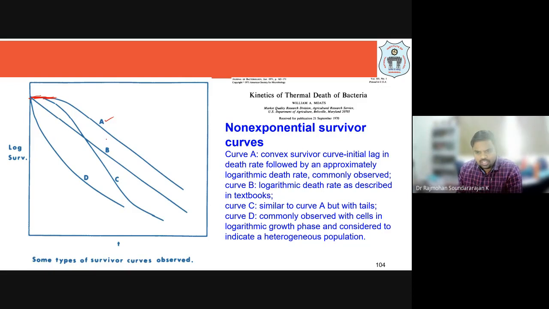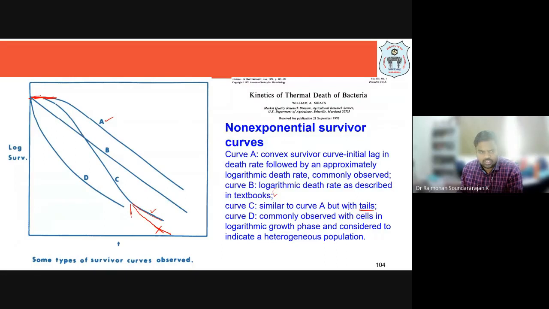Curve B is a logarithmic death rate. You can see it directly because it's a log plot, that's why it is linear. So logarithmic death rate as described in the textbooks; that's first order kinetics. And you have curve C, which is similar to curve A but with tails. Tails means something is surviving. It's not as expected; it is supposed to go like this, but it's not happening. So there is some tail in curve C.